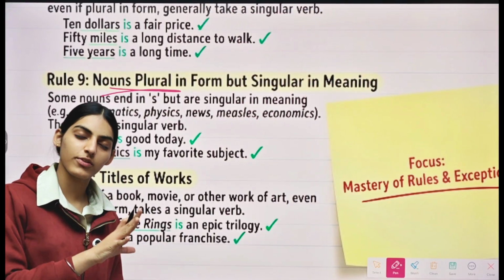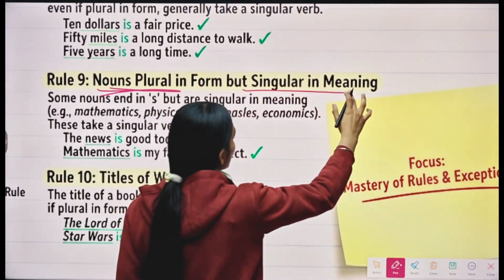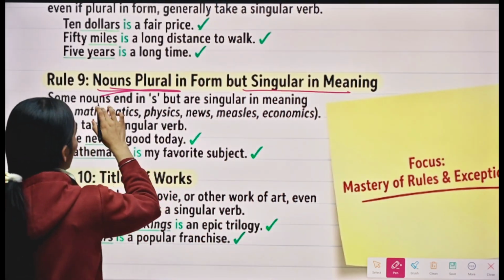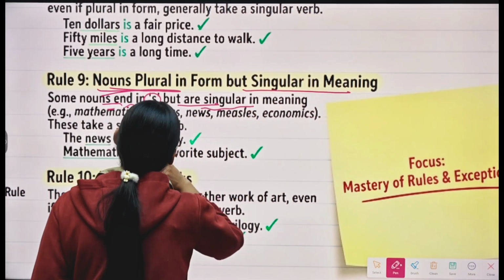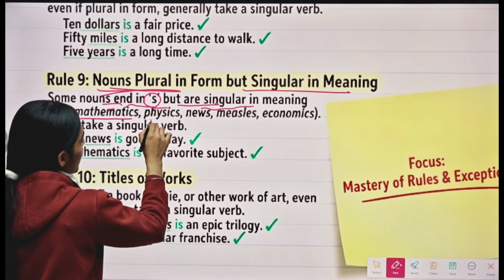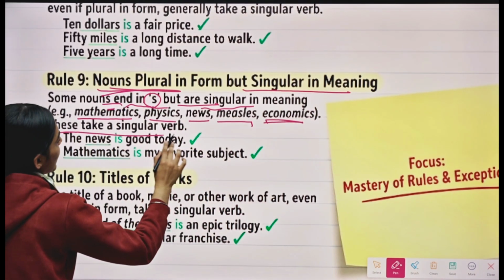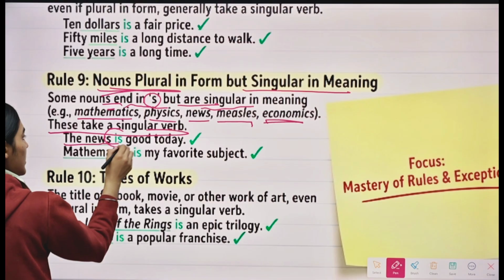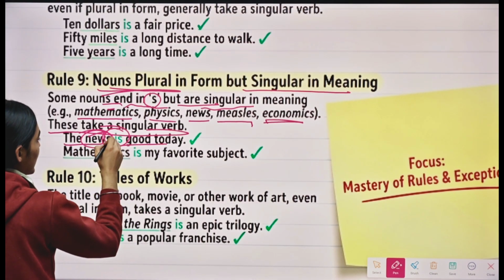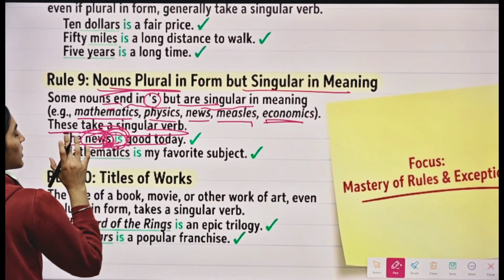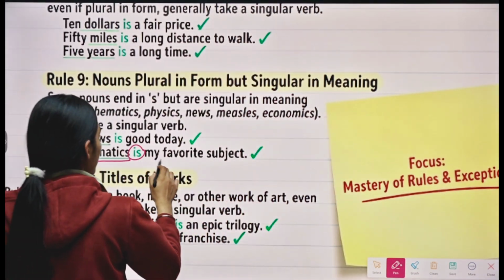Now let's see, this one I taught you in the rules of nouns, but let's see it again. Nouns plural in form but singular in meaning. Some nouns end in S but are singular in meaning, for example mathematics, physics, news, economics. So they take a singular verb. The news is good today. Here the word news ends with S, and we have used the singular verb. Then we have: Mathematics is my favorite subject.